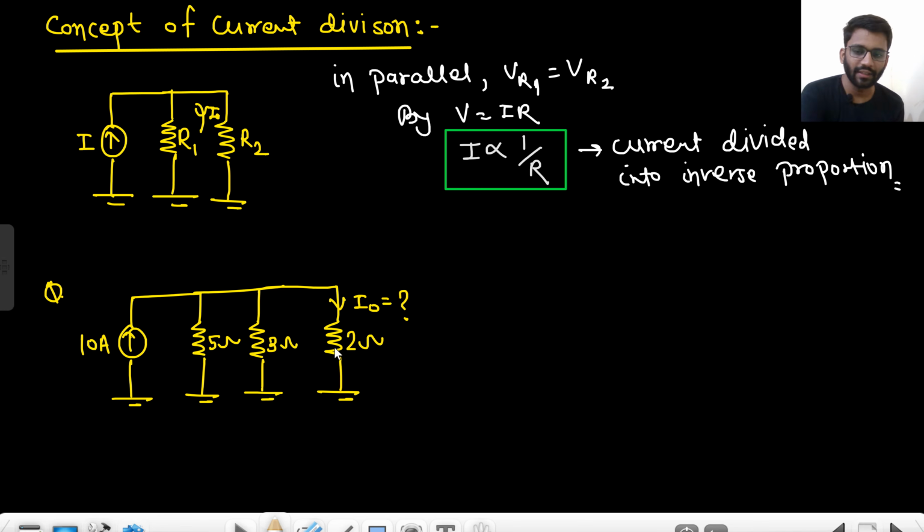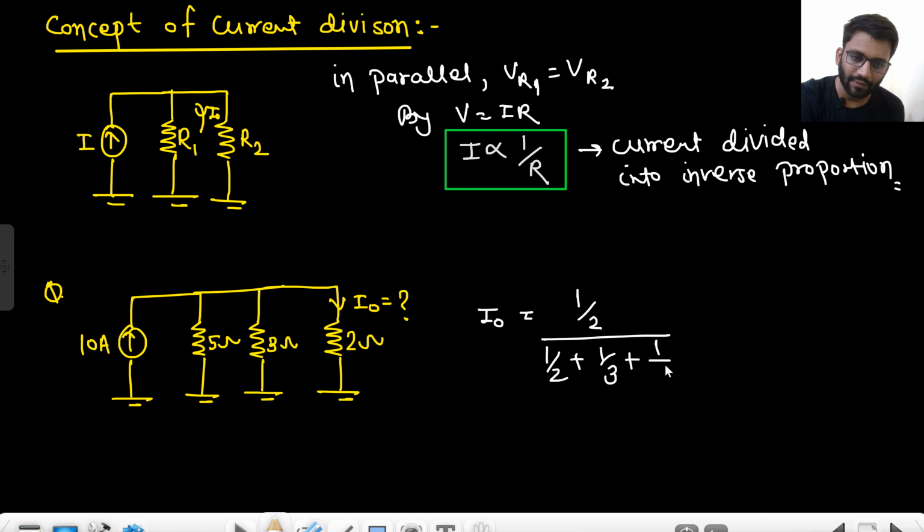Okay. So in this one you need to find the current value. So how will you find it? I naught will be (1 by 2) upon (1 by 2 plus 1 by 3 plus 1 by 5) into 10. That means your current will come out to be 5 ampere. If you solve it, it will come out to be 5 ampere.